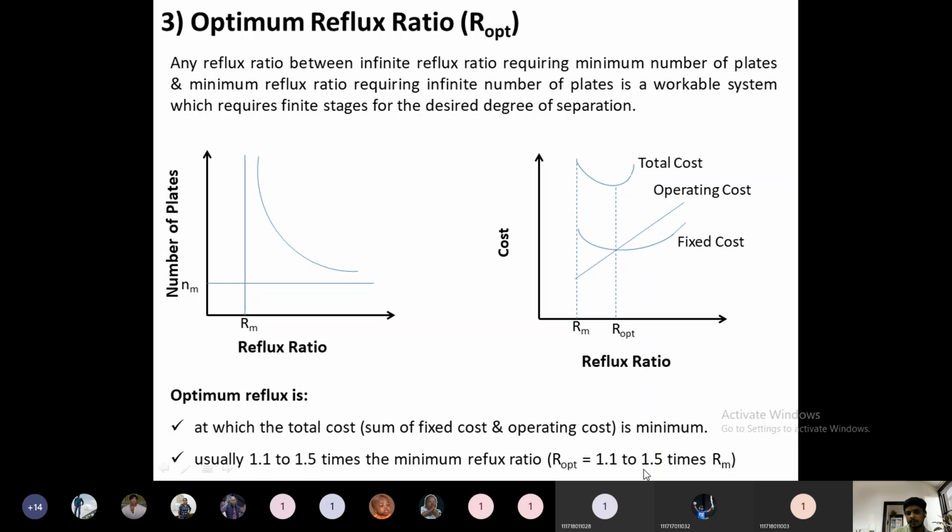They will say the operating reflux ratio is 1.1 times the minimum reflux ratio, or 1.2 times the minimum reflux ratio. So in that case, R optimum is equal to 1.1 into Rm, or R optimum is equal to 1.2 into Rm. Like this, you have to take the minimum reflux ratio and optimum reflux ratio. The optimum reflux ratio is nothing but that at which the particular distillation column is being operated. That is called the optimum reflux ratio.